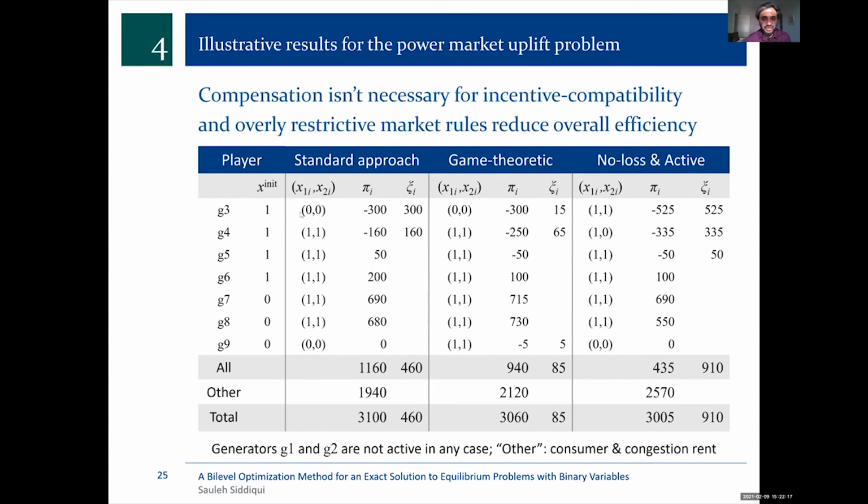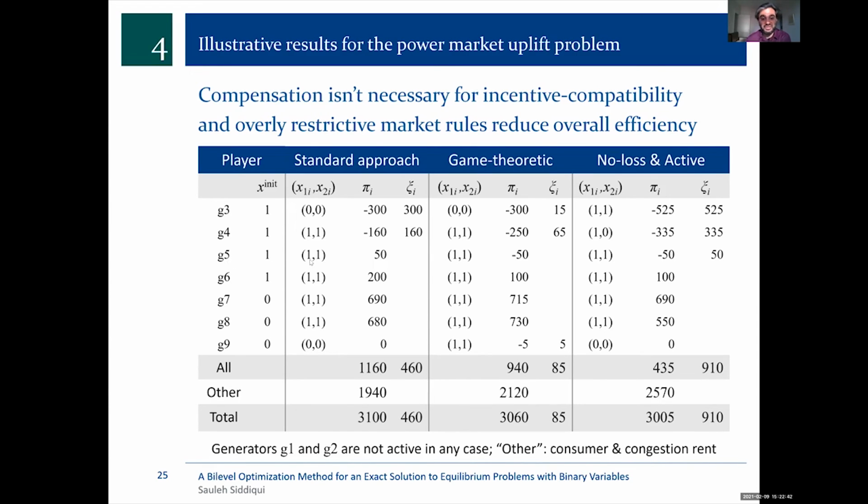In our standard approach, if we solve this problem, what happens is we tell generator 3 to turn off. Because generator 3 turns off in this case, they actually lose money. So they would have made money if they stayed on, but because we wanted the market to clear according to our standard approach, they actually lose 300 in profit. So we actually have to pay them that 300. That's from the standard approach. Generator 4 is on. We ask them to stay on, but because of the way they operate, they actually still lose money. So we have to compensate them.